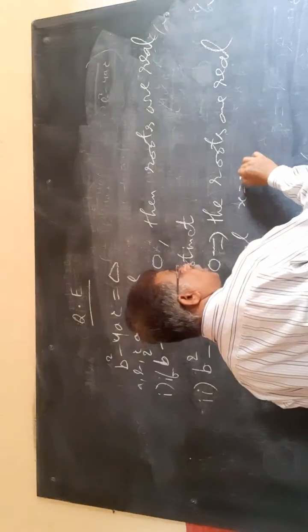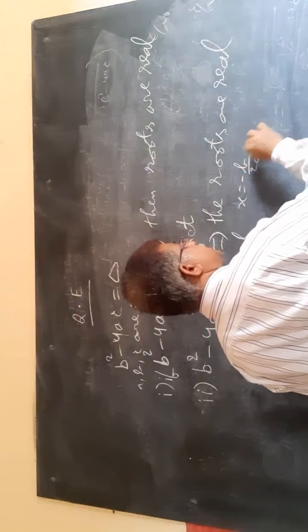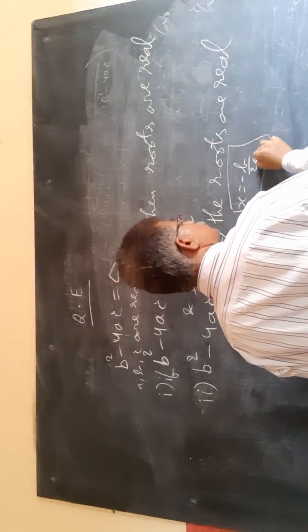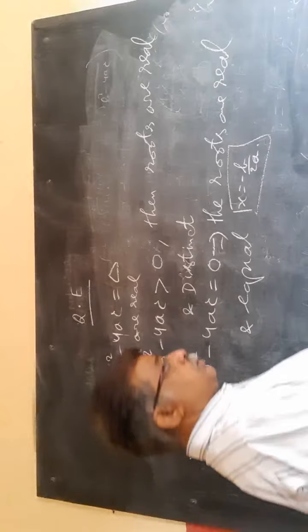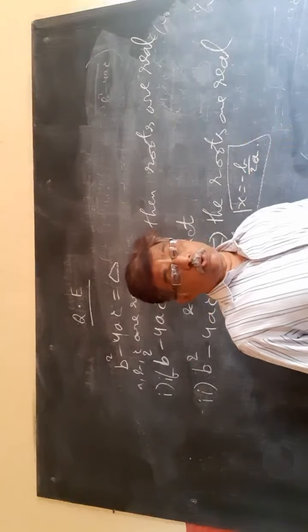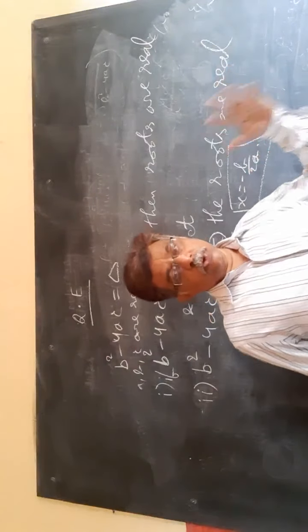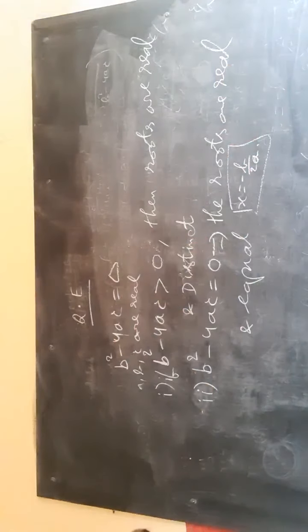That is x equal to minus b by 2a. This is the equal case always. So if the roots are real and equal, those equal roots are minus b by 2a. Both are equal to minus b by 2a.